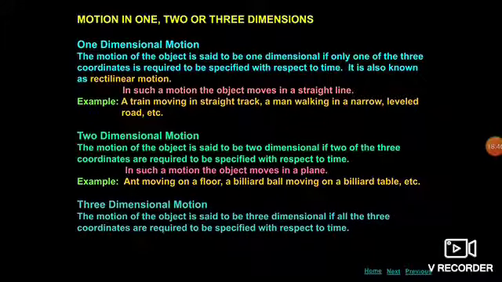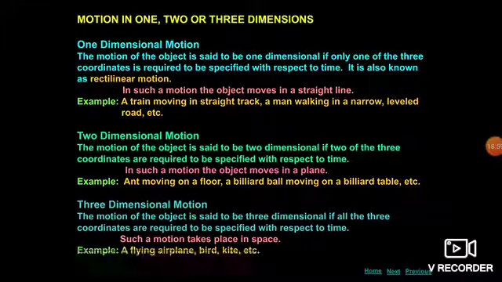Three dimensional motion: when all three coordinates are required to specify it with respect to time, then it is three dimensional. Such a motion takes place in space basically. A flying aeroplane, a bird, a kite, etc. They are all examples of 3D.